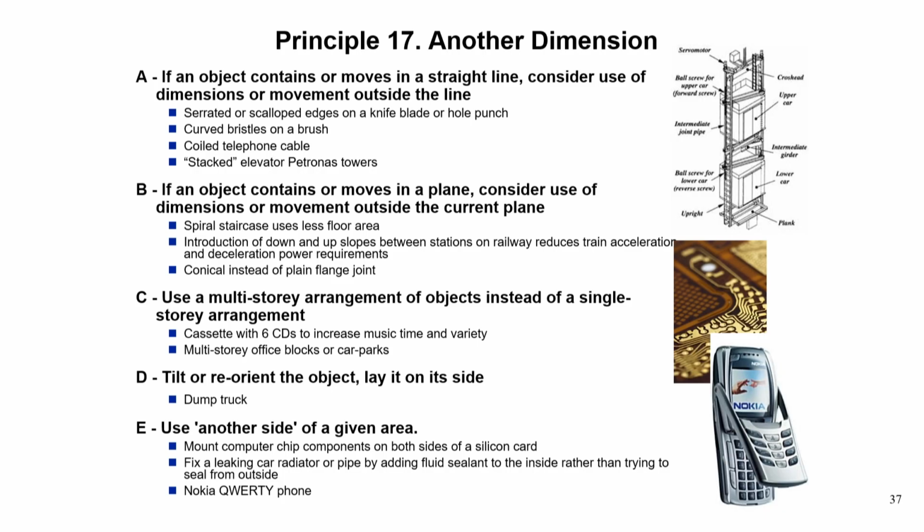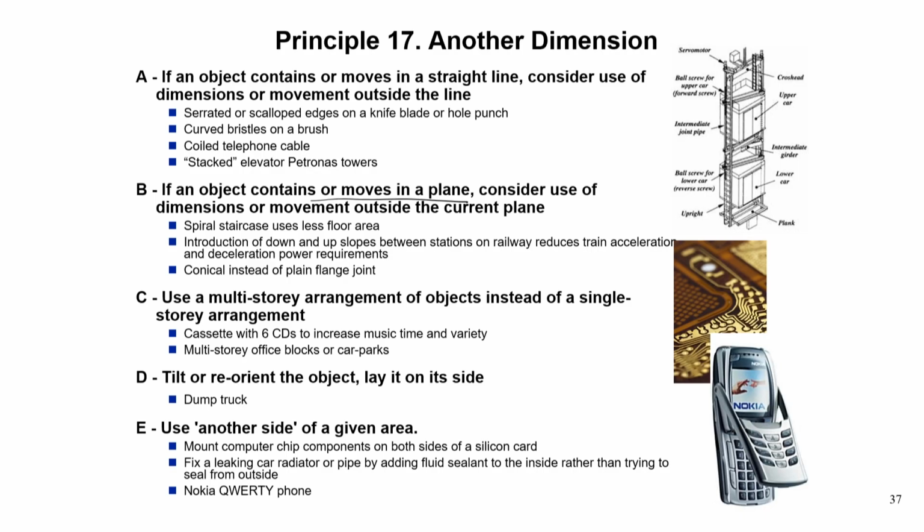Or curved bristles on a brush, you are adding an extra dimension. If an object contains or moves in a plane, consider use of dimension or movement outside the current plane. That means add an extra plane. A spiral staircase which uses less floor area. Introduction of down and up slopes between stations on a railway reduces strain, acceleration and deceleration due to power requirements. Or a conical instead of plane flange joint.